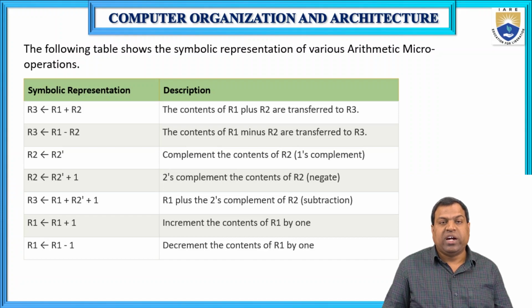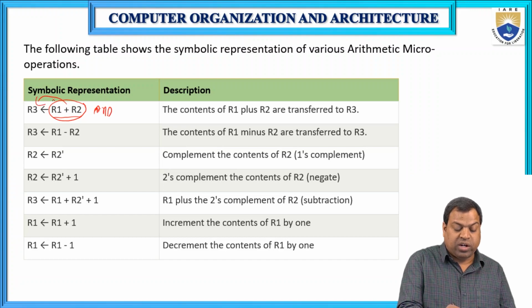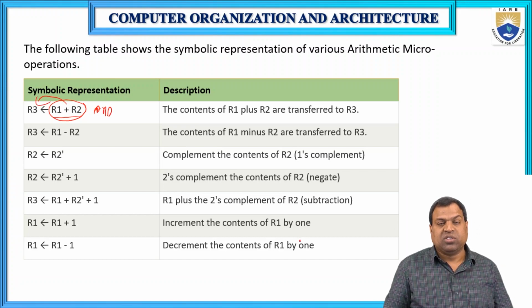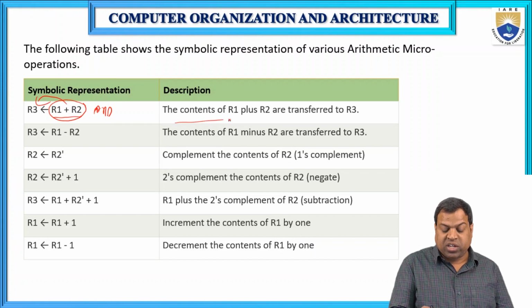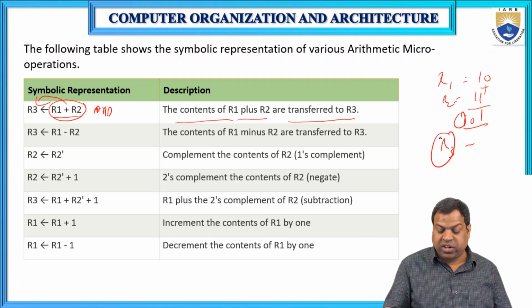The following table shows the symbolic representation of various arithmetic micro operations, with description. Suppose I am taking two registers, R1 plus R2. Addition of these, add R1, R2, added to R3. So the addition of two numbers, the resultant value is stored in R3. That means the content of R1 plus R2 is transferred to R3. Suppose R1 equal to 10, R2 equal to 11. So 10 plus 11, the resultant value is stored in the R3 register. 0 plus 1, 1 plus 1, so it is a carry we are getting. The resultant value is stored in the R3 register.